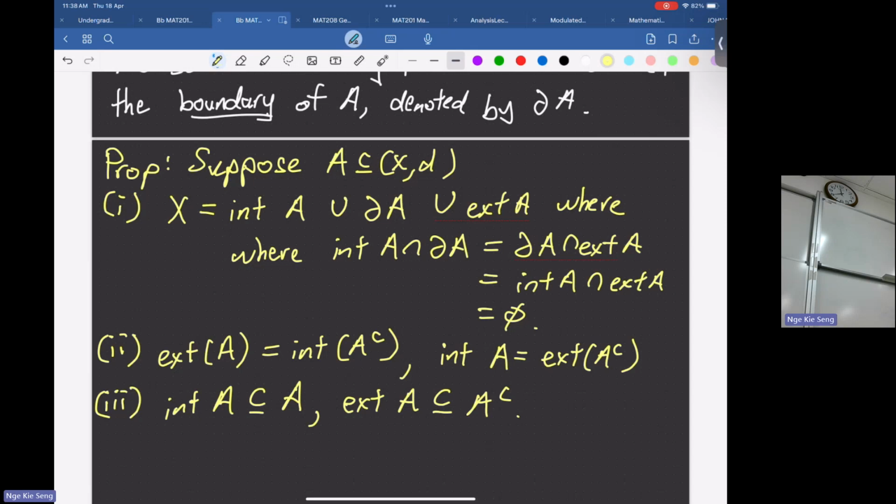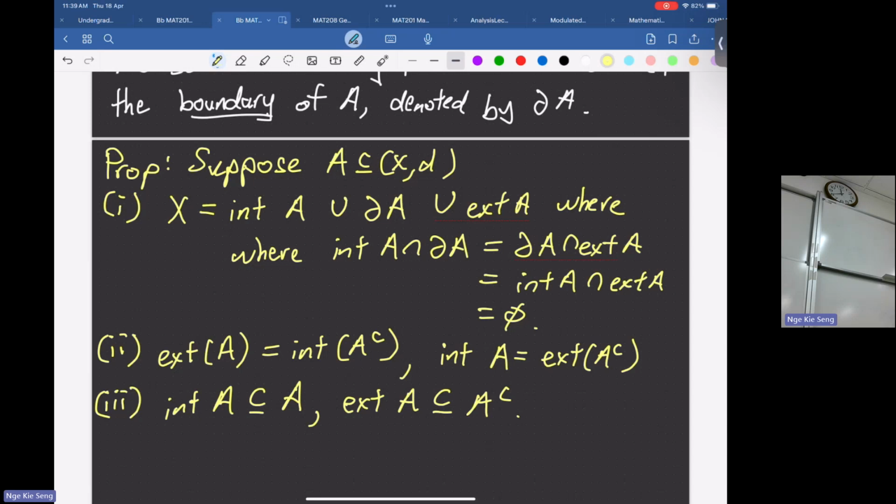How about the exterior of A? The point is outside, in A complement, and you have an open ball around it. But if the point is in A already, that ball will contain some point inside A, not in A complement. Similarly, you can argue for the other intersections.